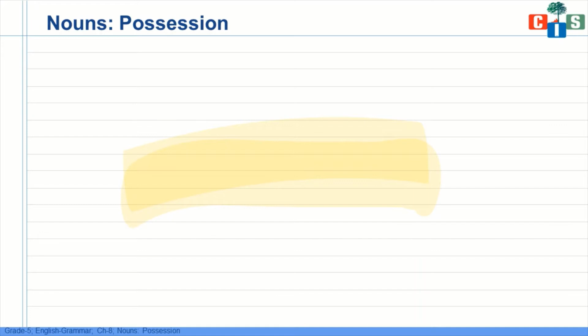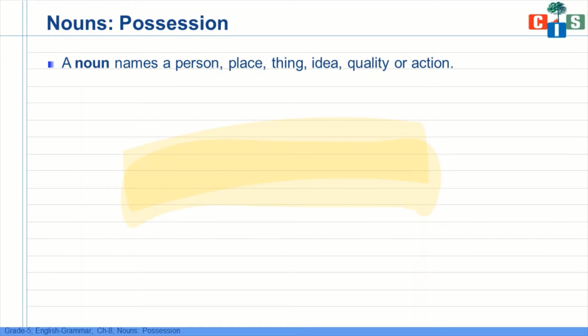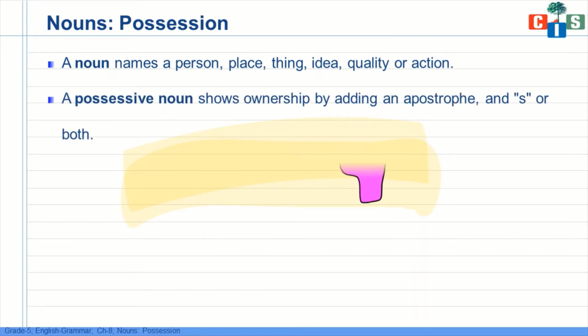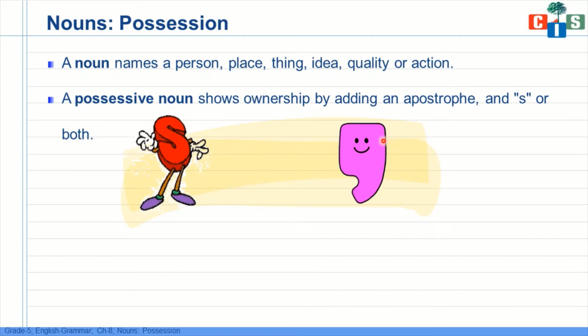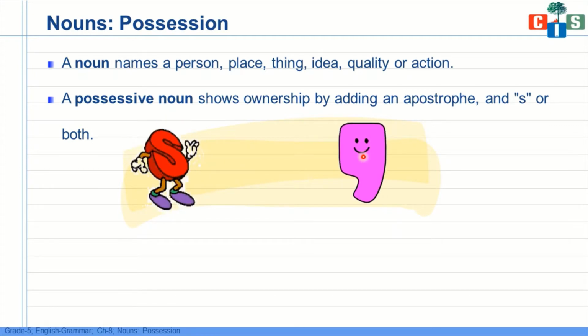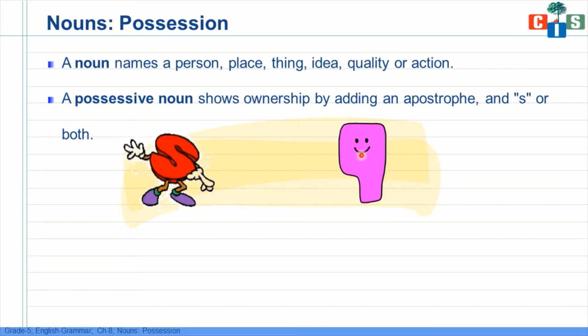Okay, so now let's see what is different in this. As you all know, a noun names a person, place, thing, idea, quality or action. This all of you know because we have been doing it since we started our lesson on nouns, right? Then what is the second thing? A possessive noun shows ownership by adding an apostrophe. Apostrophe, you know, is one punctuation mark.